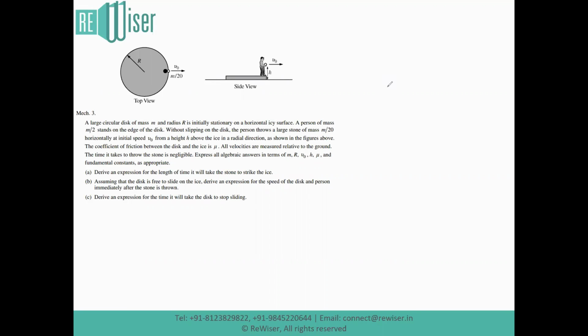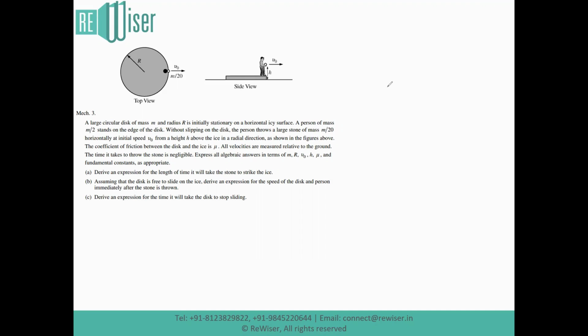Here we have another question to deal with from AP Mechanics. Let's try to take a look at the question. A large circular disk of mass m and radius r is initially stationary on a horizontal icy surface. A person of mass m by 2 stands on the edge of the disk. Without slipping on the disk, the person throws a large stone of mass m by 20 horizontally at initial speed v0 from a height h above the ice in a radial direction, as shown in the figures above.